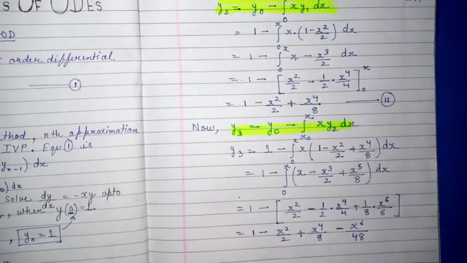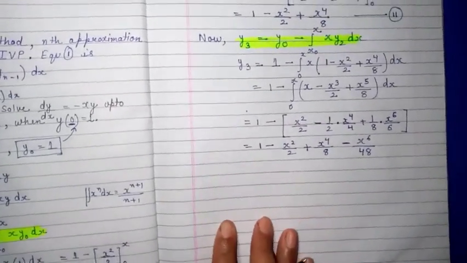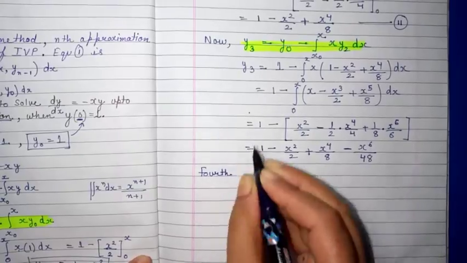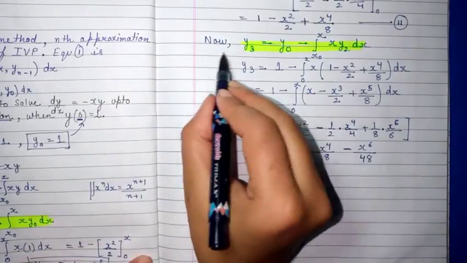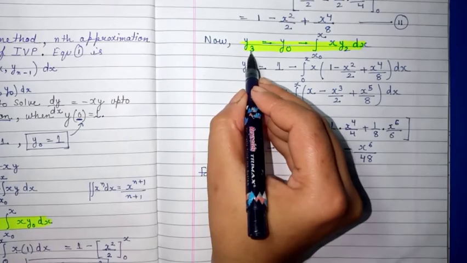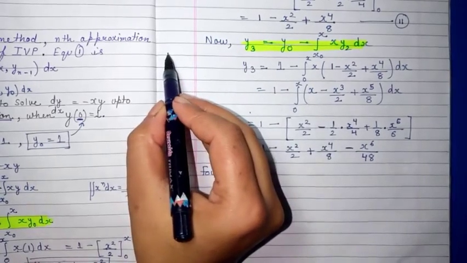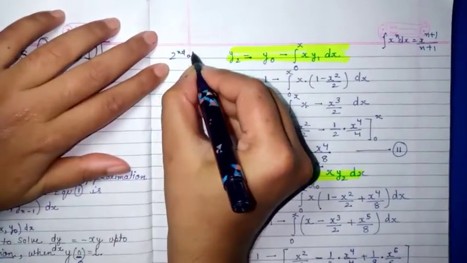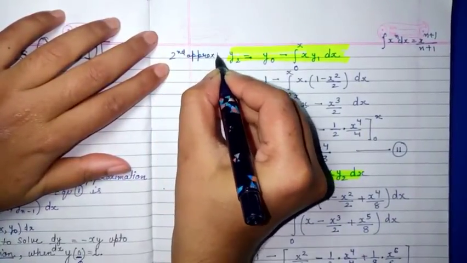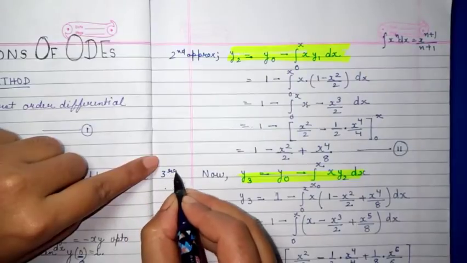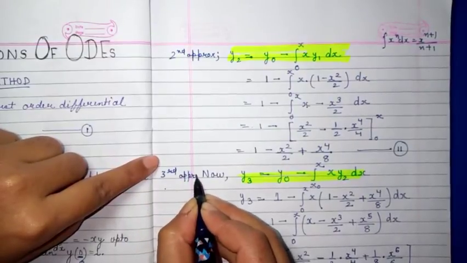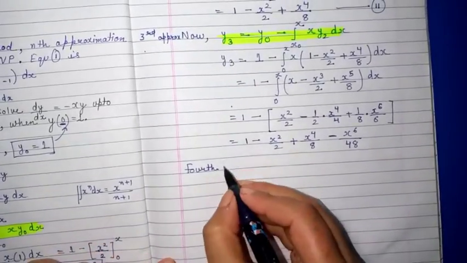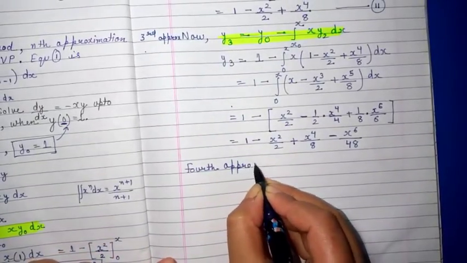This is our third approximation, and at last I am going to find the fourth approximation. It is better to write third approximation here also. Wherever you write y3, first write third approximation. When you write y2, write that this one is the second approximation. And this one is our third approximation, and wherever you find the first approximation, just write first approximation.